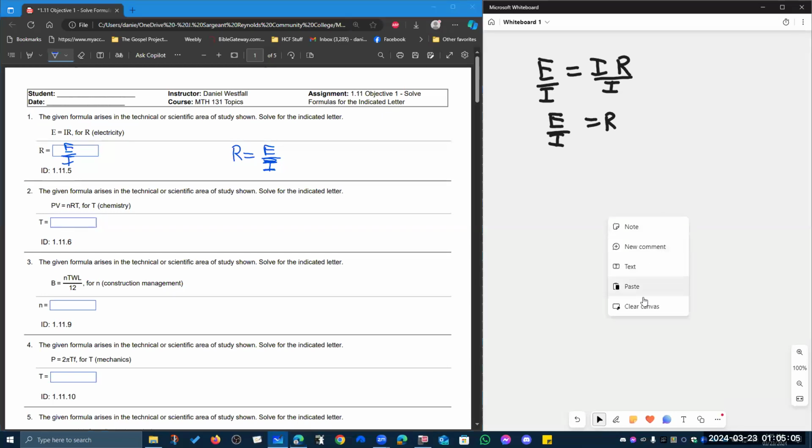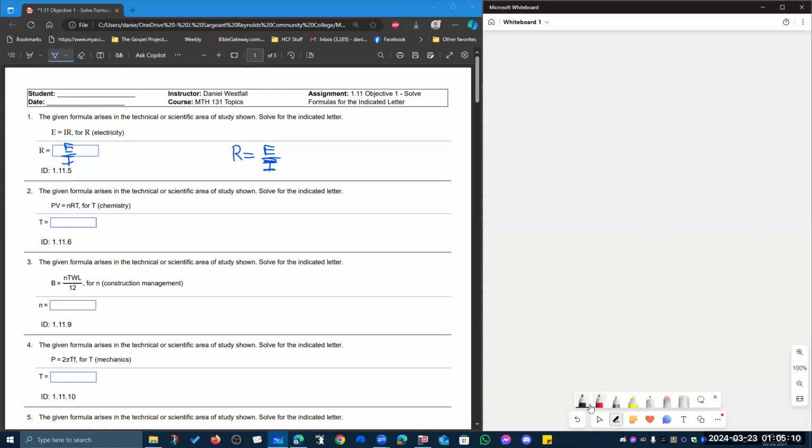All right. Let's clear this. Let's also make my pen just a little bit thinner. There we go. PV equals NRT, where the N is lowercase and the R and T are uppercase. We're going to solve for T, so we're going to divide by both N and R. T is equal to capital P, capital V, divided by lowercase n, capital R.